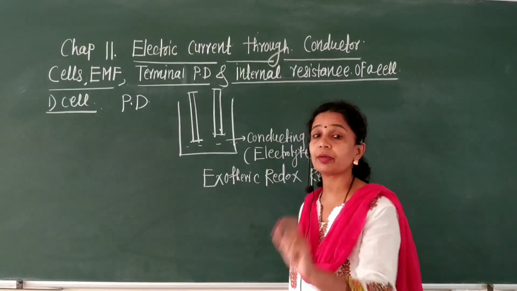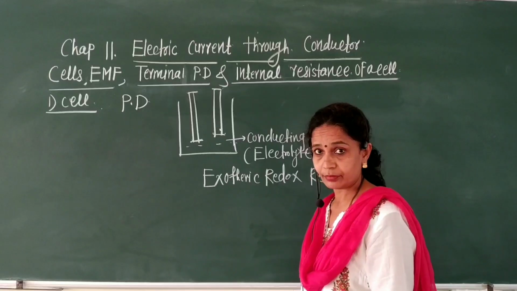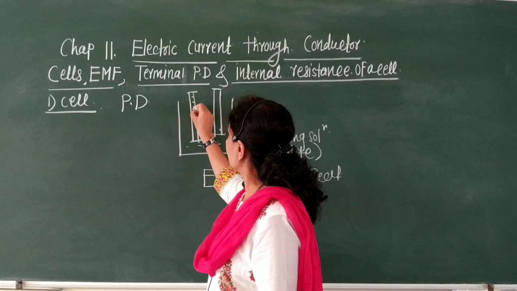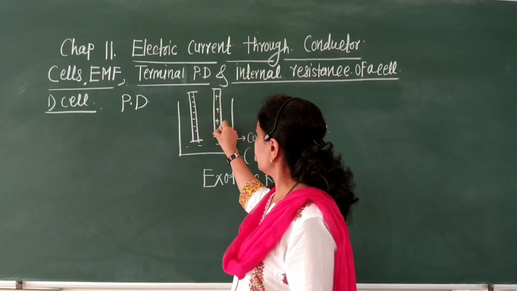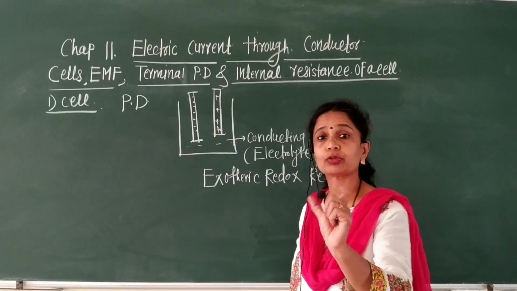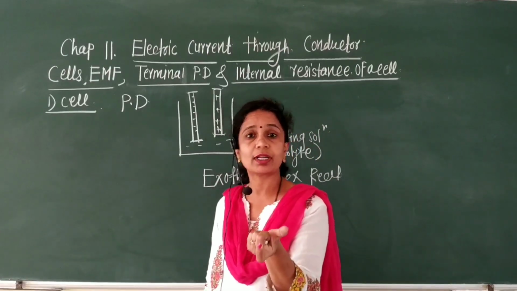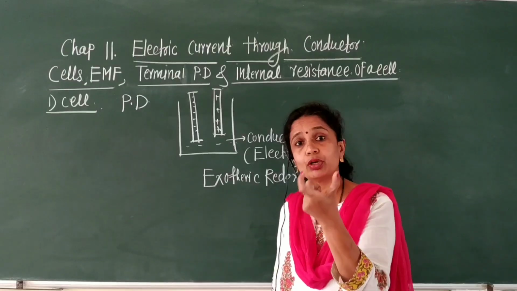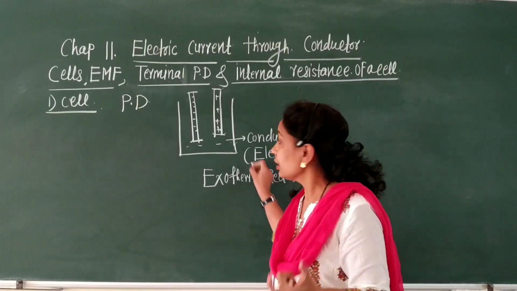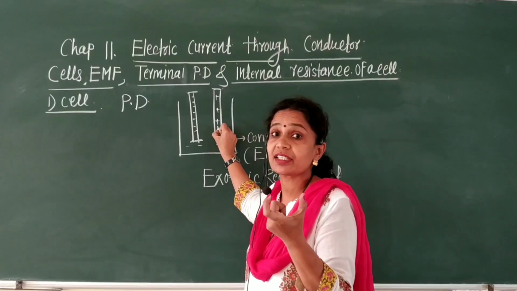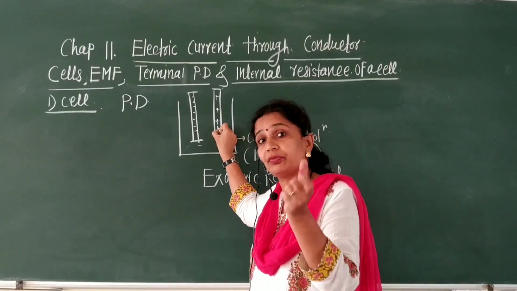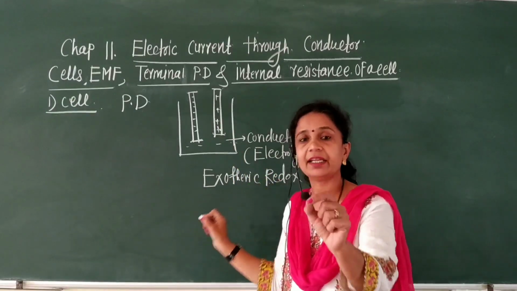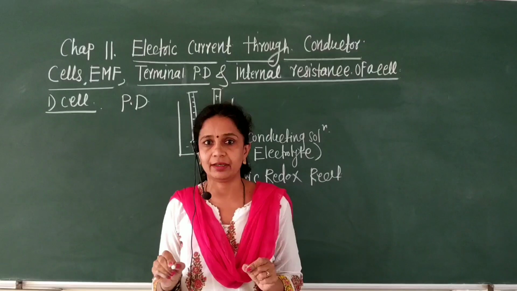Due to this exothermic redox reaction, the charge on one electrode is negative and the other has positive charge. Therefore, these two electrodes are called an anode and a cathode. Due to this chemical reaction, some potential difference is created and maintained, and that device is called a cell.